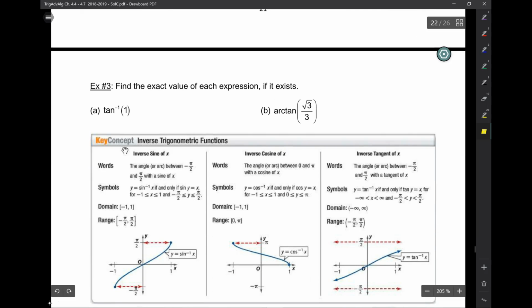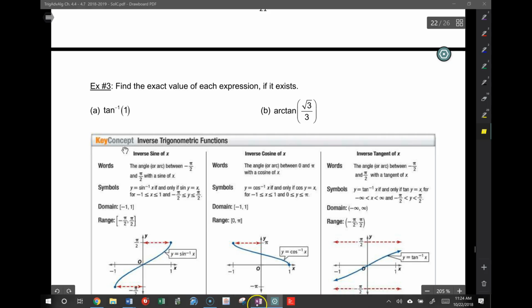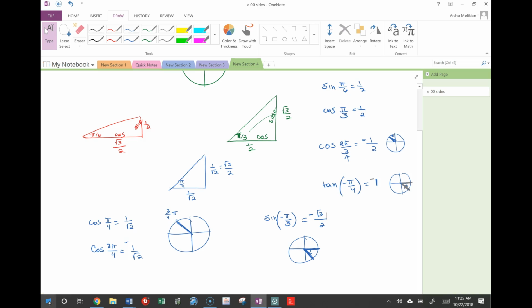Where is tangent 1? It's 0. You're sure? Okay, tangent, I want vertical over horizontal to be a 1. Okay, red doesn't work. Blue, vertical over horizontal. Yeah, so it's pi over 4.